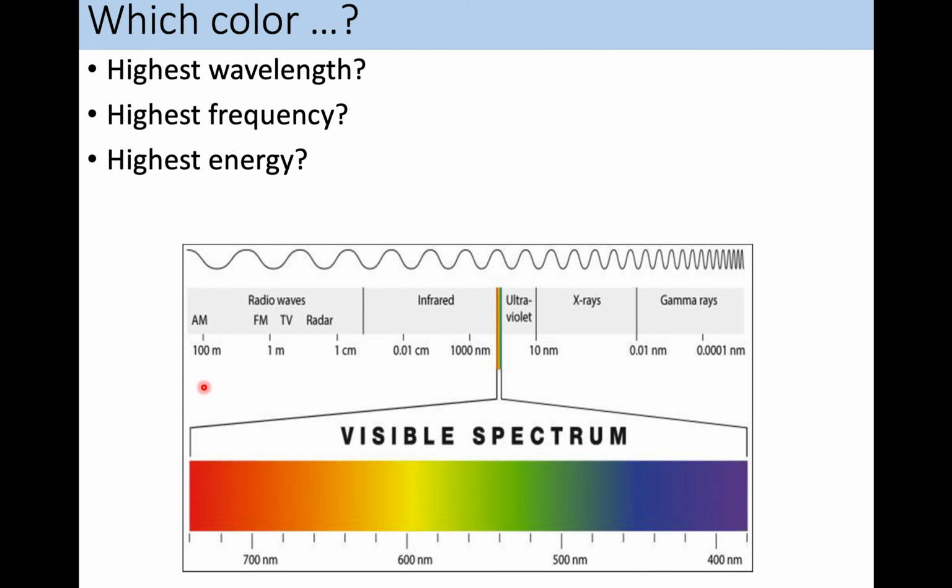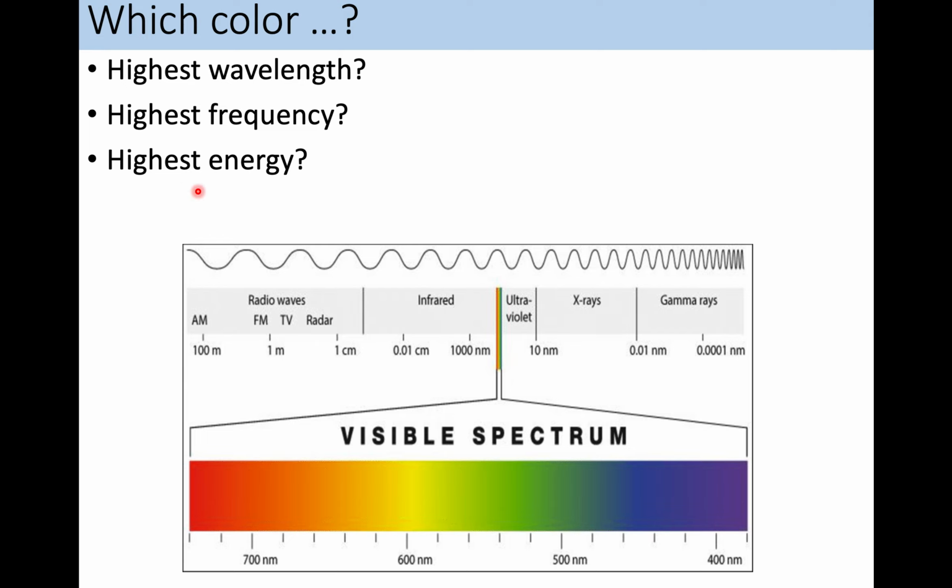So if we look at this diagram here, this is electromagnetic radiation. We've seen this diagram before. We have our visible spectrum. We have radio, infrared, visible, UV, X-ray, and gamma rays. So which of these would have the highest wavelength? The largest wavelength would be our radio waves. This is just a review slide here.